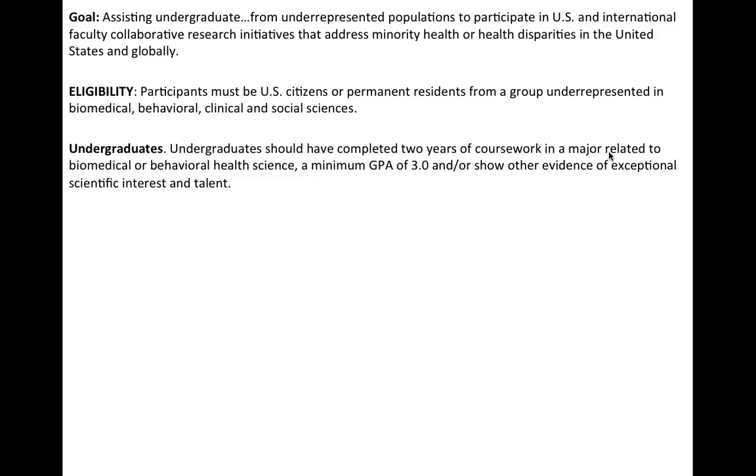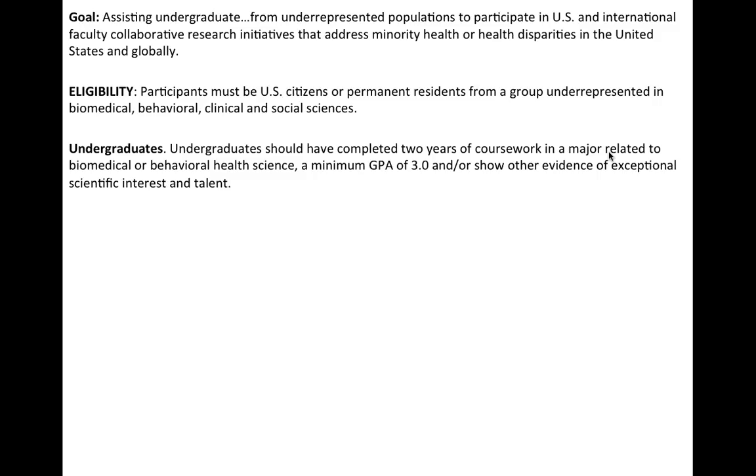So what does this program offer? Assisting undergraduates from underrepresented populations to participate in U.S. and international faculty collaborative research initiatives that address minority health and health disparities in the United States and globally. Eligibility, you have to be a U.S. citizen, unfortunately, or permanent resident. I don't know how this is impacted by DACA status, so I'm sorry I can't answer that question.